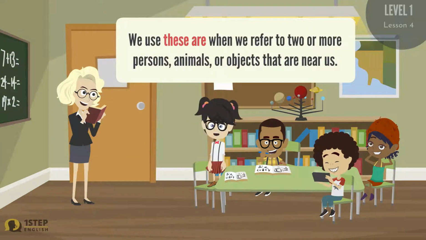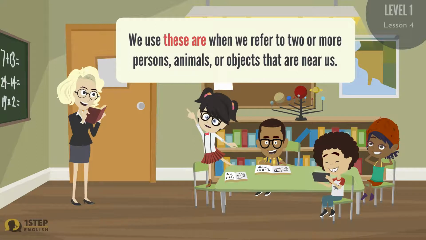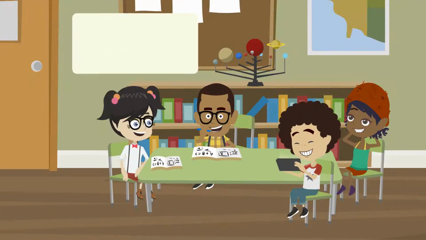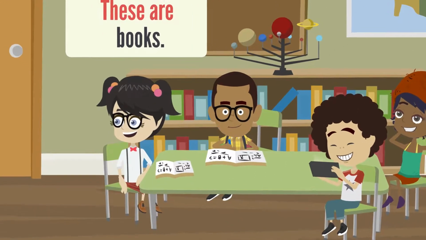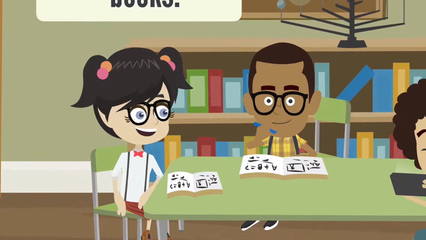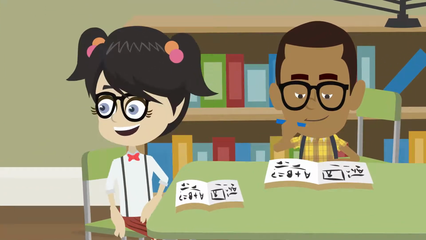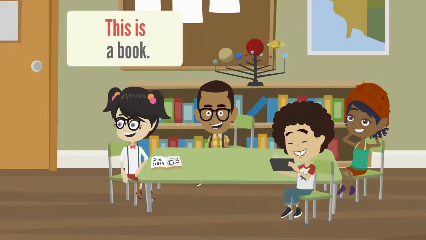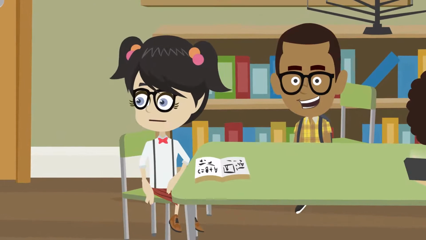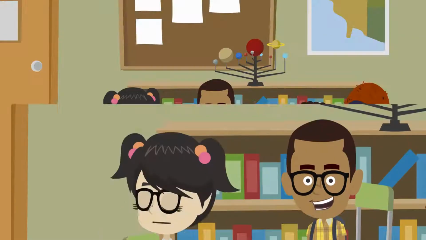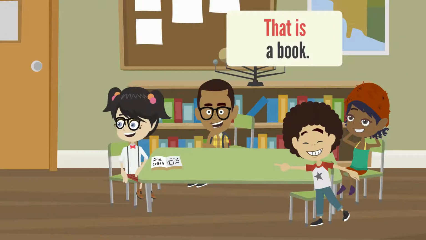We use these are when we refer to two or more persons, animals, or objects that are near us. These are books. This is a book. That is a book.